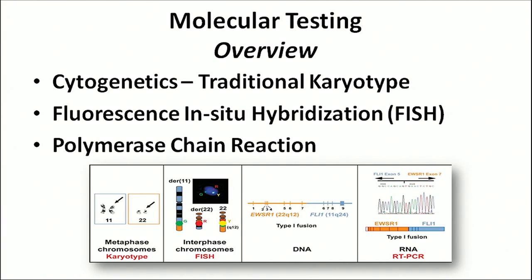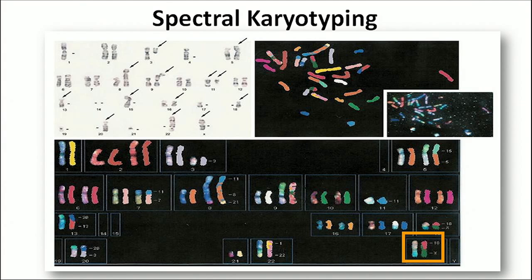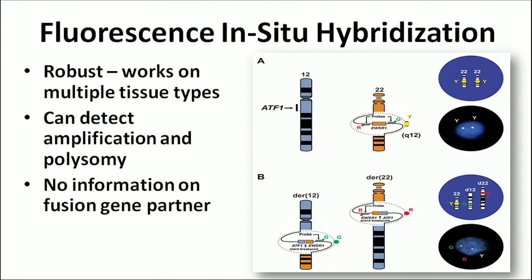So moving on to some common techniques and some of the pre-analytical problems with these. If we think of an overview of how we do molecular testing, we've got cytogenetics with traditional karyotypes, fluorescence in situ hybridization, and polymerase chain reaction. Classical cytogenetics can work really well to demonstrate translocations. You need fresh tissue, and you need good people who can grow this and interpret these. Sometimes the karyotypes can be complex, but we have different ways of doing chromosomal painting that can be extremely helpful in sorting that out, such as spectral karyotyping.